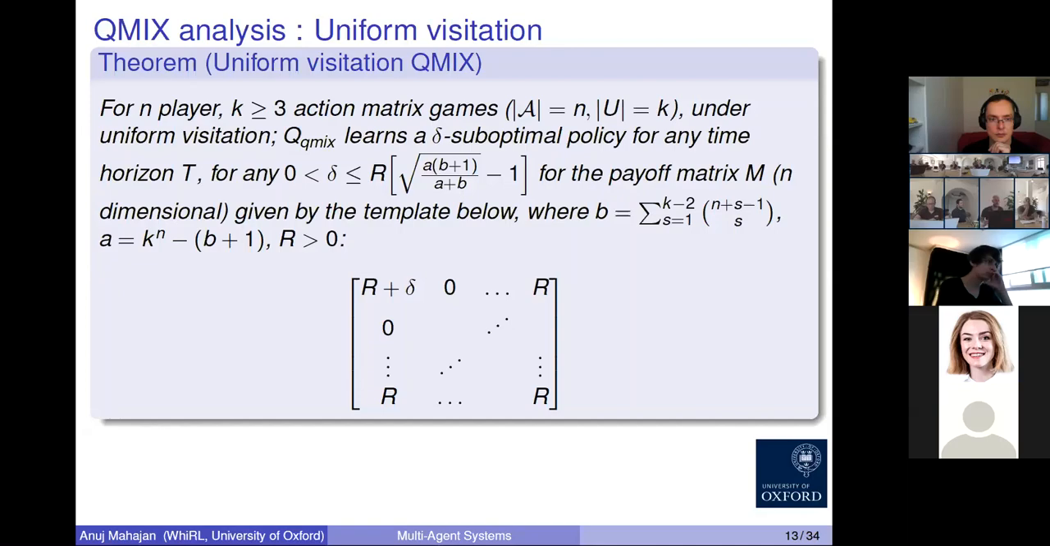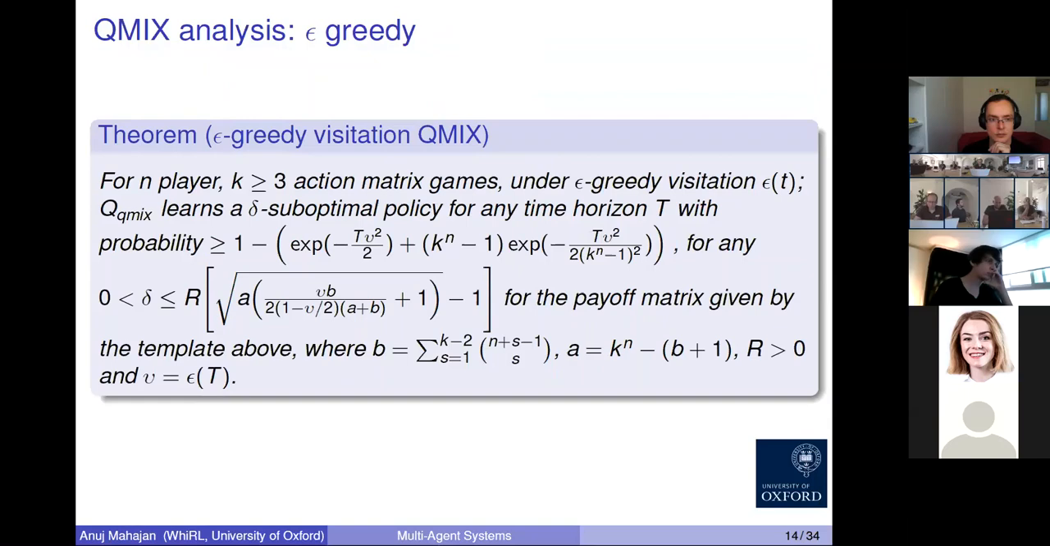A similar result also exists for epsilon greedy visitation, which is the usual practice for these Q-learning approaches. There also we can show a result which is almost just as bad as the uniform visitation case, in which you can fail to find the optimal policy with a finite probability.